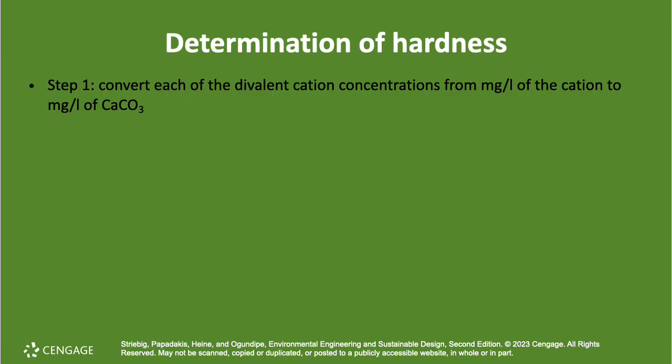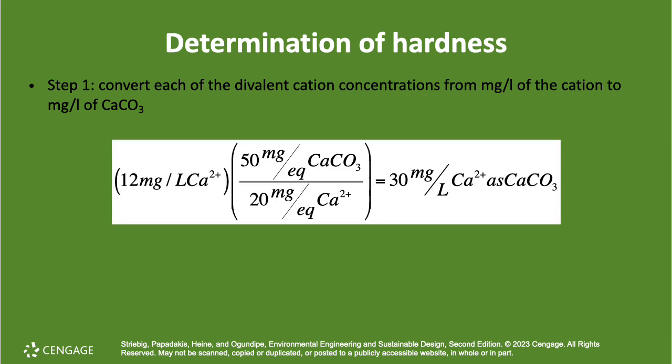Again, step 1 is to convert each of the divalent cations, because those are the only ones that will contribute to hardness, to their concentration in milligrams per liter as if they were to form calcium carbonate. We started with 12 milligrams per liter of calcium plus 2 in solution. When we multiply out by the molecular weights, we have a ratio of 50 milligrams per equivalent of calcium carbonate and 20 milligrams per equivalent of calcium.